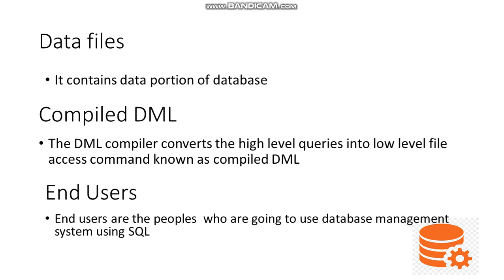Next is data files. It contains the data portion of the database. Next is compiled DML. The DML compiler converts high-level queries into low-level file access commands known as compiled DML. So that means your DML compiler is compiling your query and converting it into object code. Now compiled DML means this object code which is compiled by DML. Next is end users. End users are the people who are going to use the database management system using SQL.